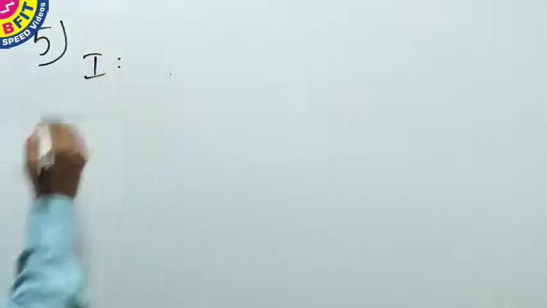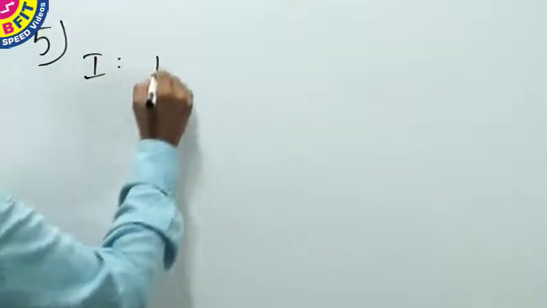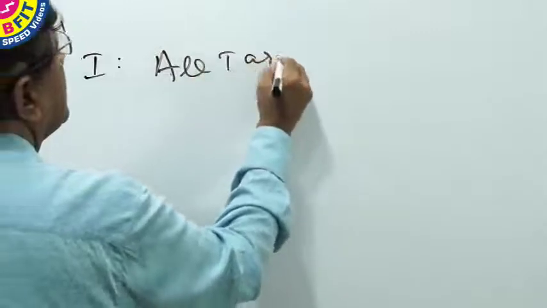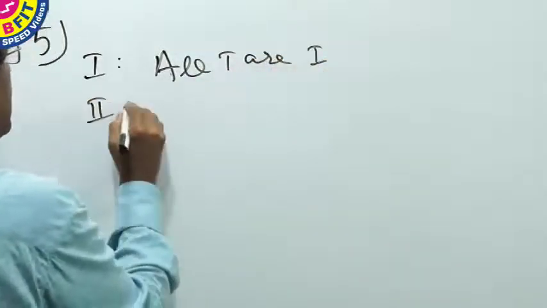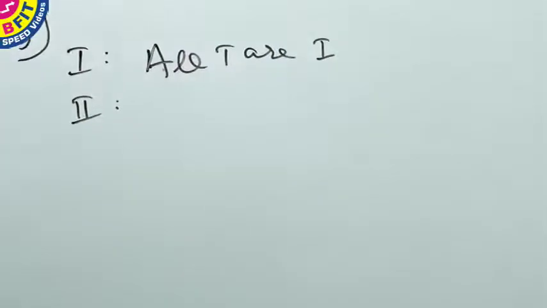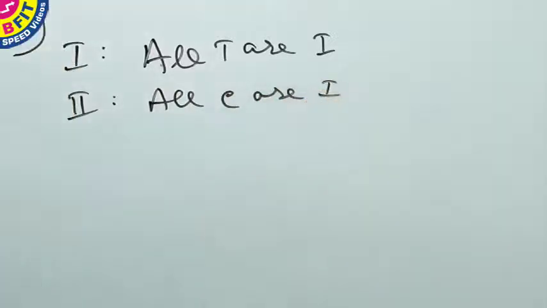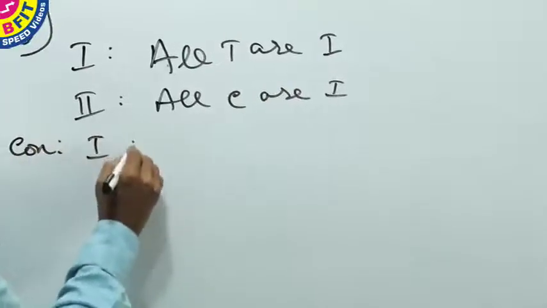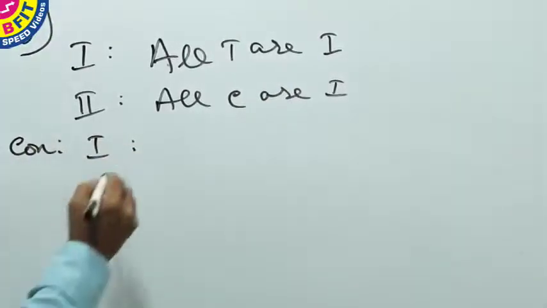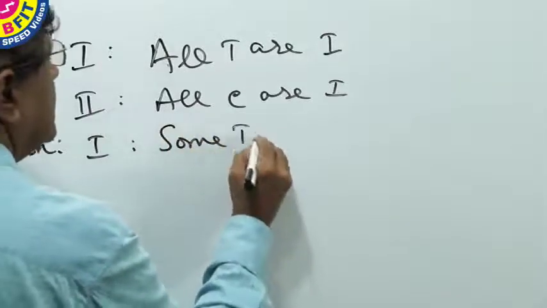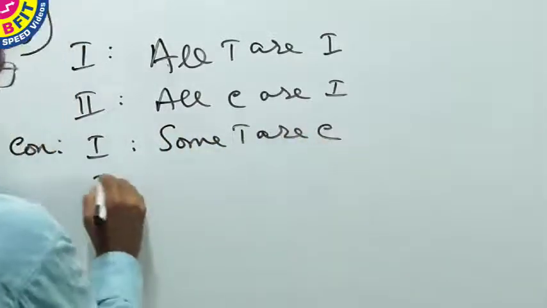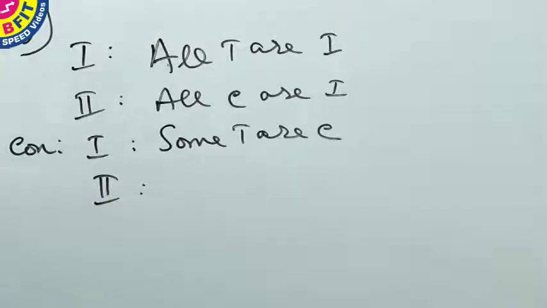Question number 5. Statement 1: All trains are icons, all T are I. Statement 2: All cottages are icons, all C are I. The conclusions we have to test are, conclusion 1, some T are C, conclusion 2, all I are C.